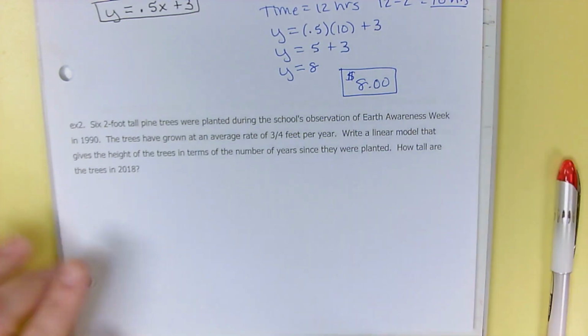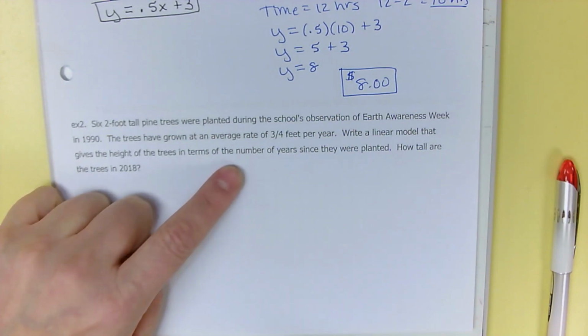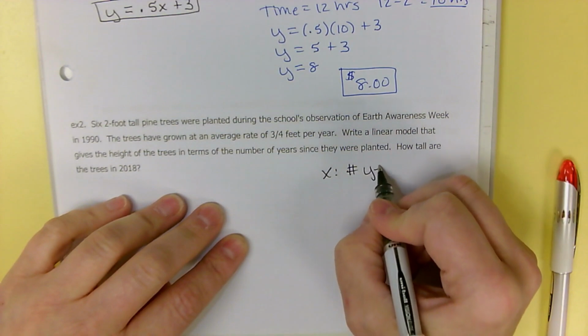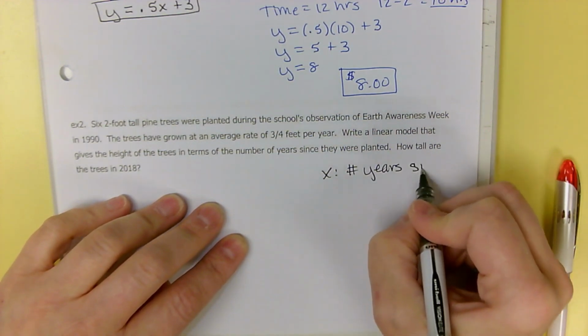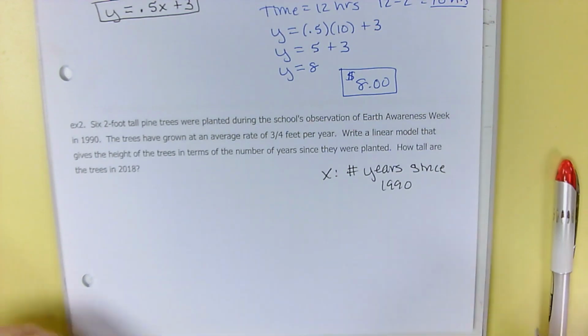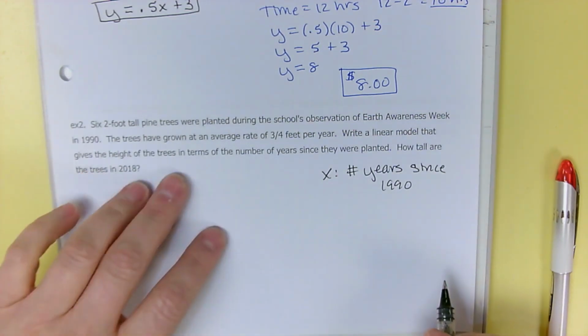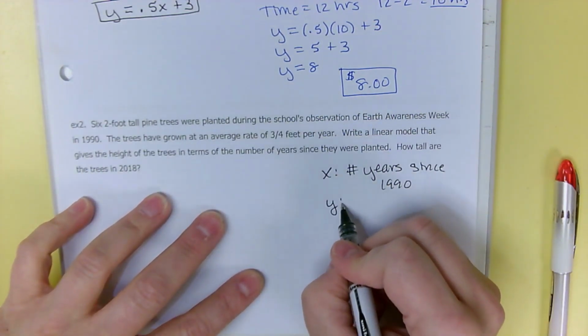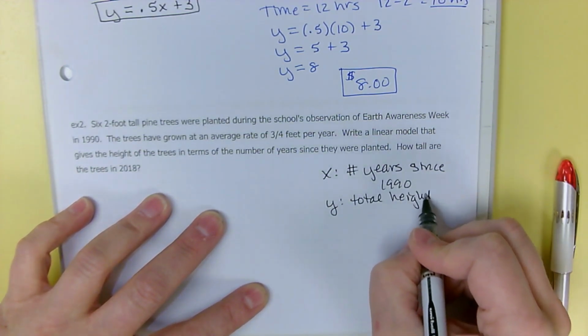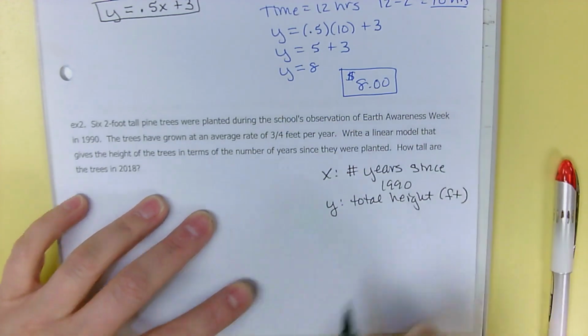All right, so they want it in terms of the number of years since they were planted. So our X is going to be the number of years since 1990, because that's when they were planted. And they want the height of the tree. So Y is going to be the total height of the tree, and that's going to be in feet. Got to put the units in there.